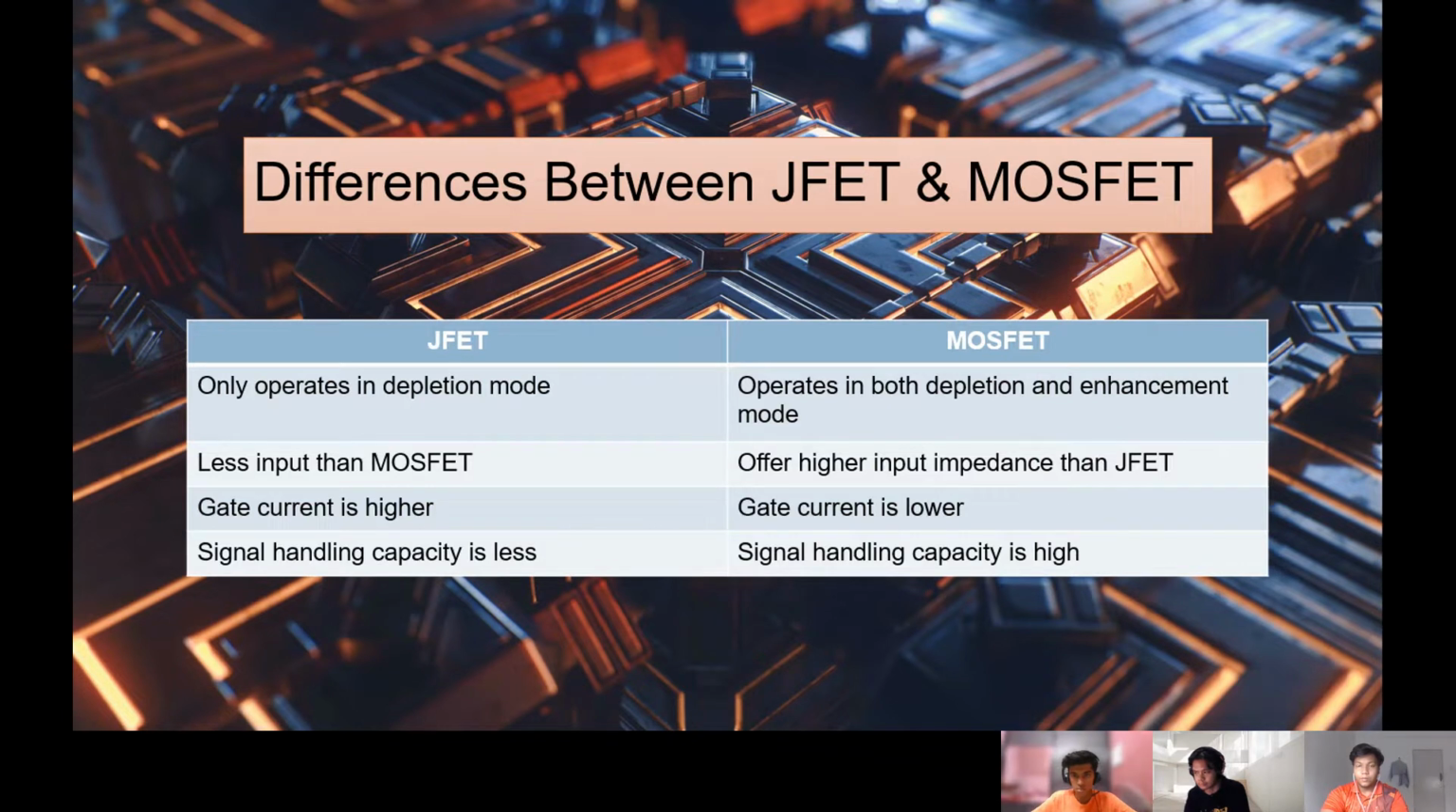So I will pass this to my group mate Abdul Hazim. I will explain about the difference between JFET and MOSFET. The JFET only operates in depletion mode, but the MOSFET operates in both depletion and enhancement mode. Then the JFET has less input than MOSFET. The gate current on JFET is higher compared to the MOSFET. The signal handling capacity on JFET is also lower than MOSFET.